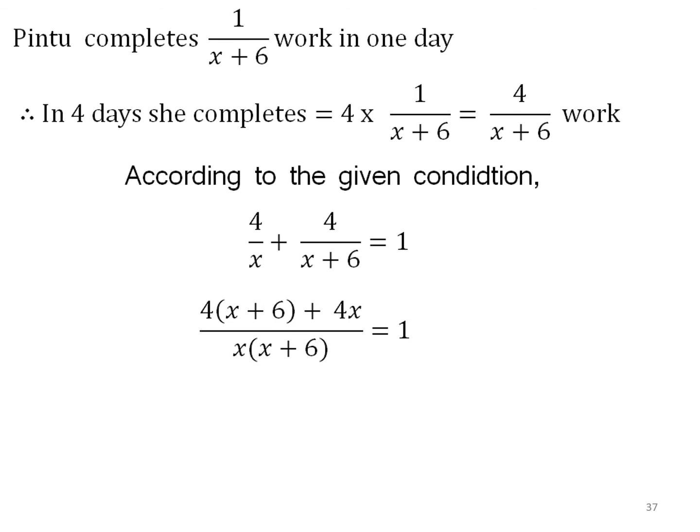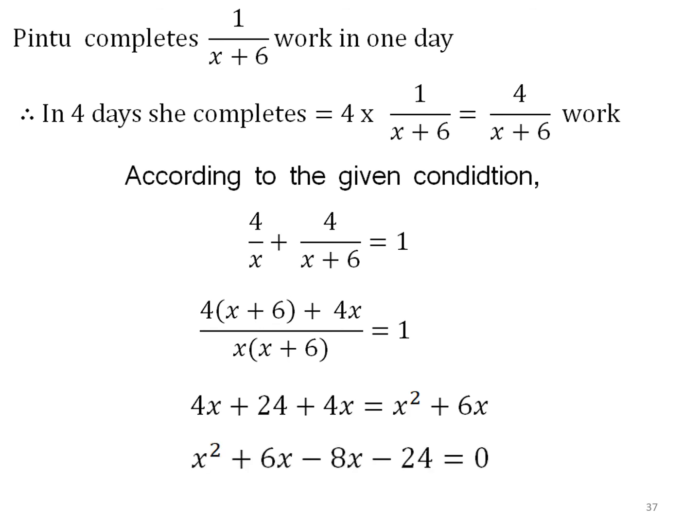Cross multiplying, we get 4 into x plus 6 plus 4x upon x into x plus 6 is equal to 1. Taking the denominator to my right hand side and opening the bracket, I get 4 into x is 4x, 4 into 6 is 24, plus 4x is equal to x into x is x square, and x into 6 is 6x. Now I'll take all the left hand side terms to my right hand side. It will become x square plus 6x minus 8x minus 24 is equal to 0.